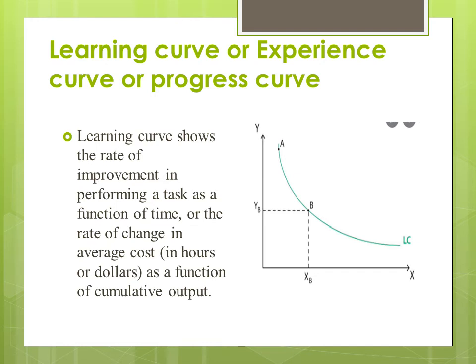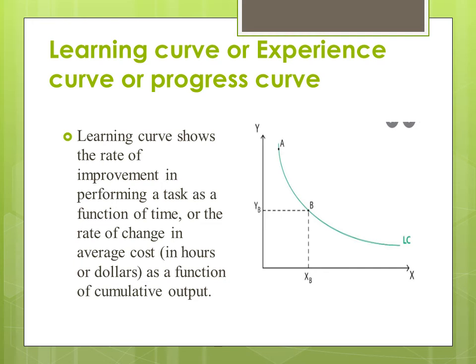Basically, the learning curve is related to labor time. When you repeat one work, through experience you will be better and more efficient. So, the learning curve shows the rate of improvement in performing a task as a function of time, or the rate of change in average cost in hours or dollars as a function of cumulative output. So, you can say that it is the decline in the average input cost of production with rising cumulative total output over time. So look at this picture.